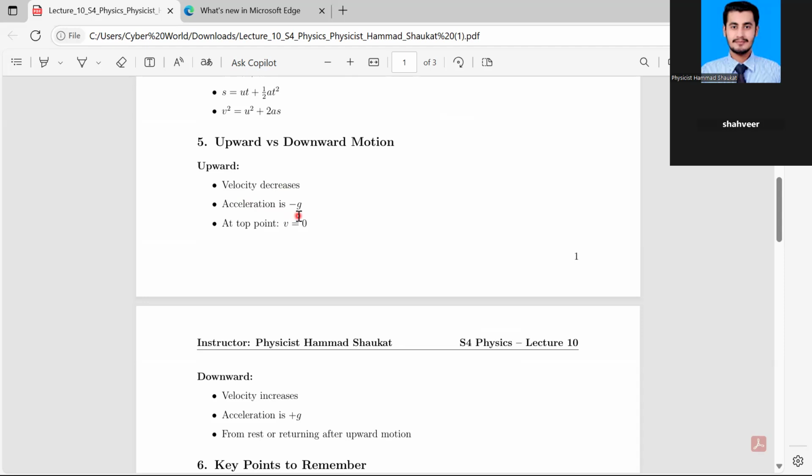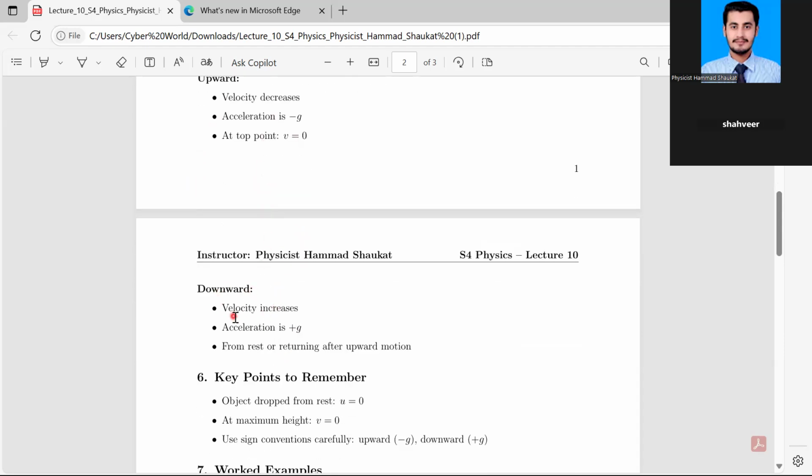Why minus g? The velocity is decreasing, but why is acceleration minus g? Because the object is moving against the force of gravity, right? And at the highest point, your final velocity would be zero, because the body has to stop at the highest point, and then it has to fall again under the action of gravity. So this is for the upward motion.